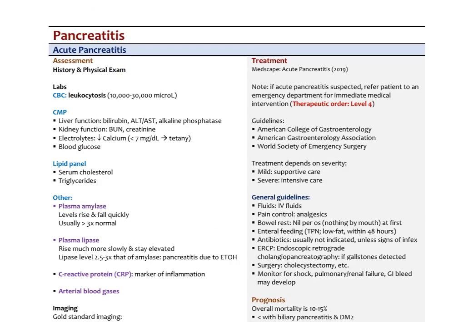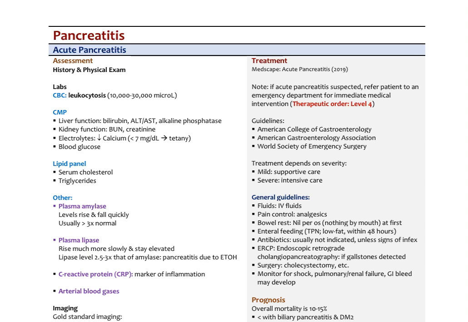So our assessment for acute pancreatitis will be history and physical exam. Our labs might show on a CBC. Again, you're probably not going to order all these and wait for the results to come back. If you suspect any sort of life-threatening hemorrhage or any moderate to severe severity of the acute pancreatitis, this should be an immediate referral to the emergency department.